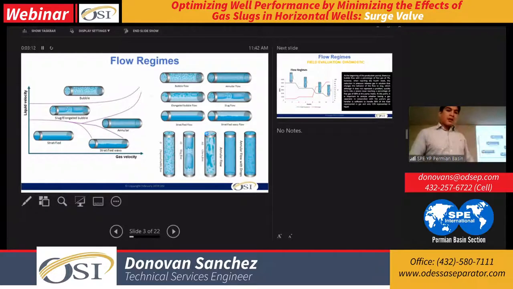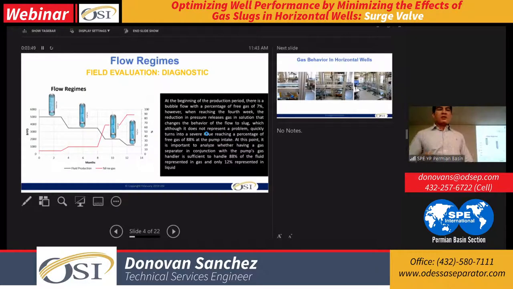The other most common two-phase flow of gas and liquid in a horizontal well will be your stratified wavy or your stratified flow. This will be in the well when you start to see the fluid production depleted a little bit more. You might be seeing 50% oil and 50% gas, and this is normally what you would see if you hold a bottle sideways: fluid on bottom, gas on top, because that gas is able to expand a little bit more and get into a two-phase situation.